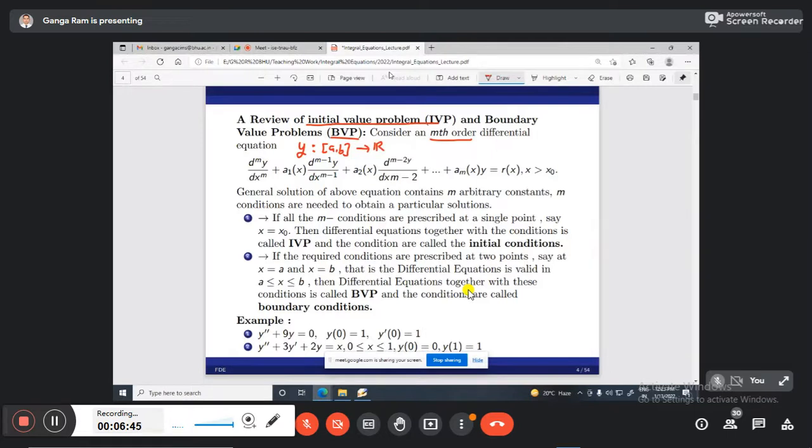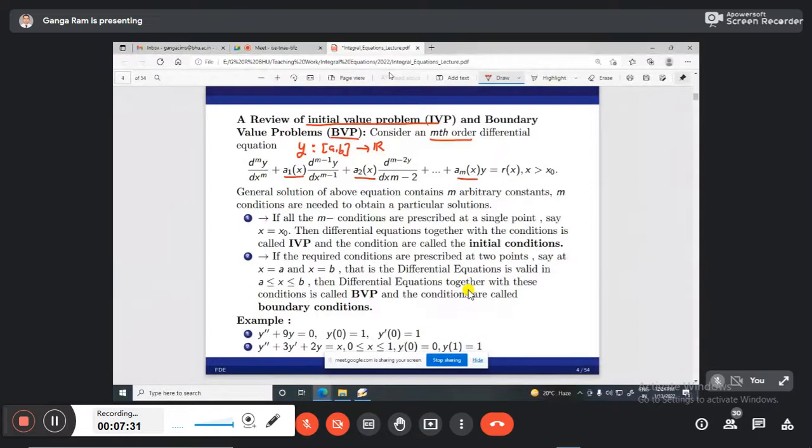Okay, so here y is a function from an interval to any set of R, and d^m y upon dx^m represents the mth order derivative of y. You can see it is multiplied by the (m-1)th order derivative of y, and here a1(x), a2(x) and so on may be functions of x, and also they may be constants.